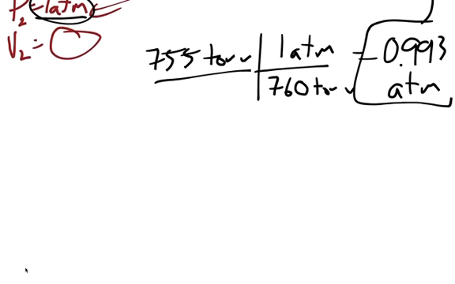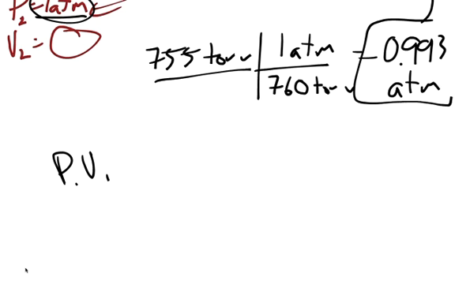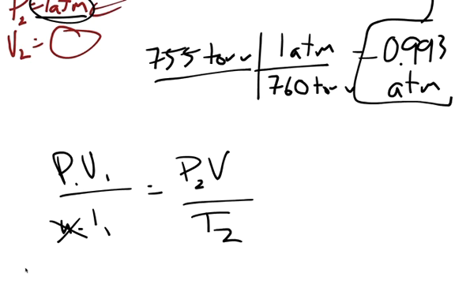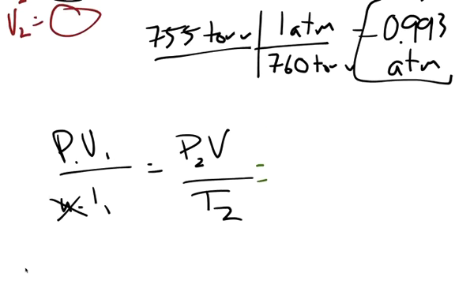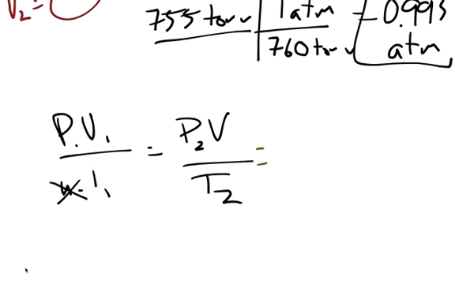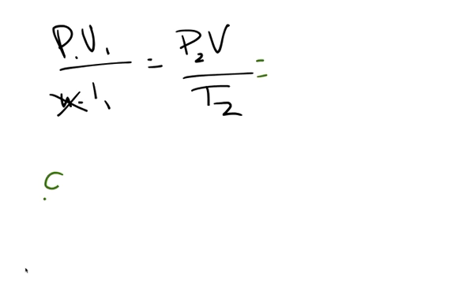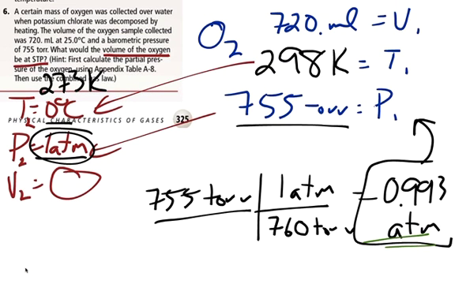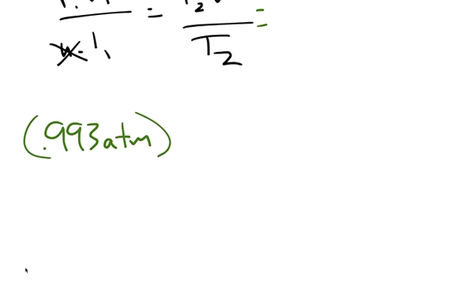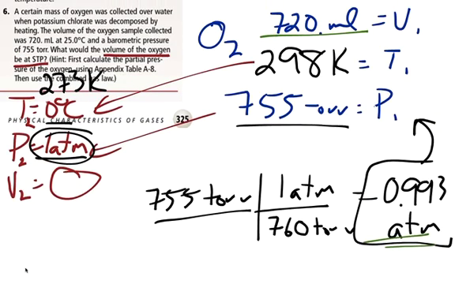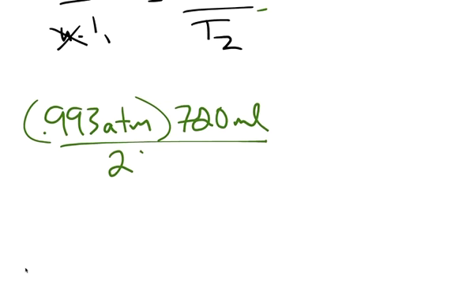So this is really our P1. Let's write out our combined gas law again as P1 V1 over N1 T1. Now it's one sample of gas, so I can cross out my N1. P2 V2 over T2. Now I'm going to put in my values here. So my P1 and V1 were the conditions I collected the gas at right here. So 0.993 atmospheres, times my V1, which is 720 milliliters, all over my T1. T1 here was 298. That was the temperature it was collected at, approximately room temperature.